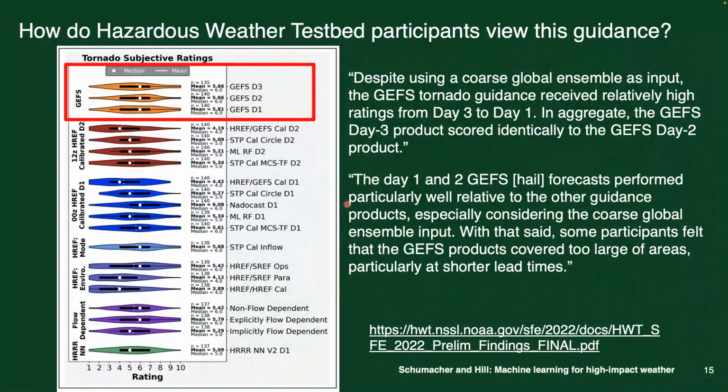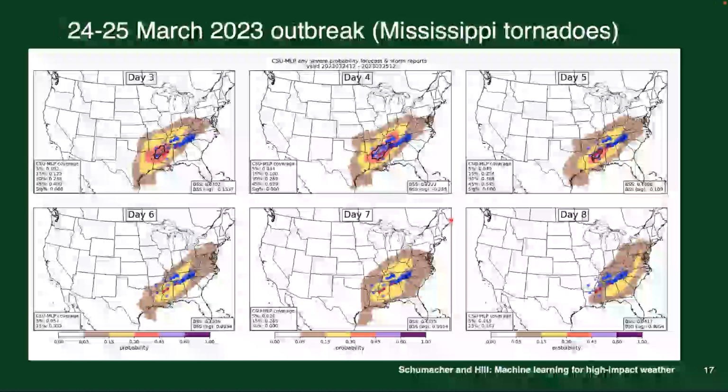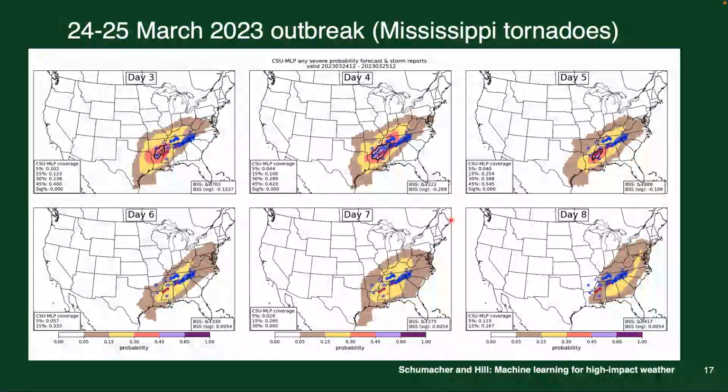And one thing that jumps out to us in these comments as well is the mention of, despite using a coarse global ensemble as the input, which I think is showing that, as we all know, in the severe weather world, there's a lot of information in those large scale environments. Obviously, the mesoscale is really important in the details, but the machine learning is picking out the large scale environments and the key factors there. So, all right, I'm going to turn it over to Aaron now.